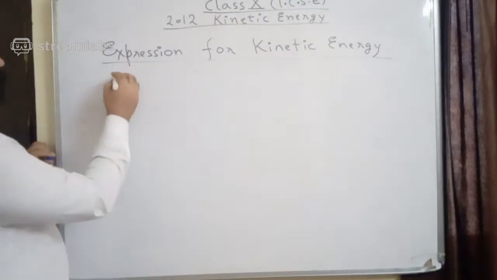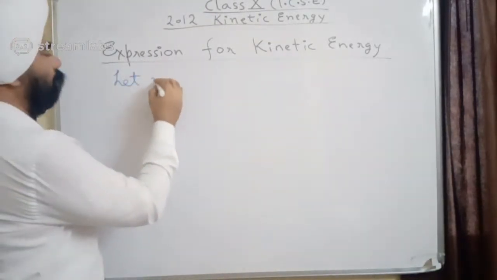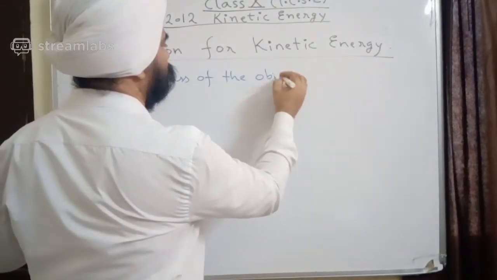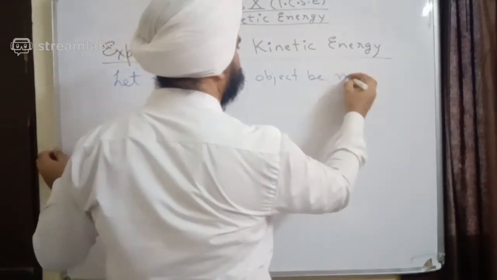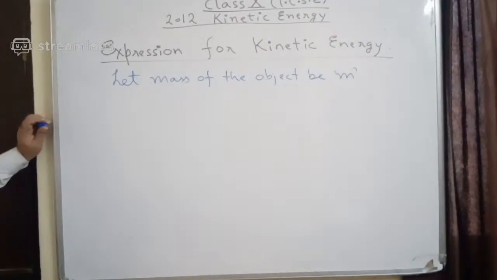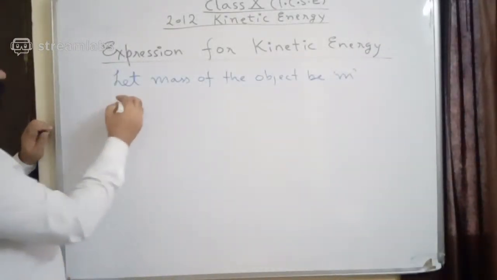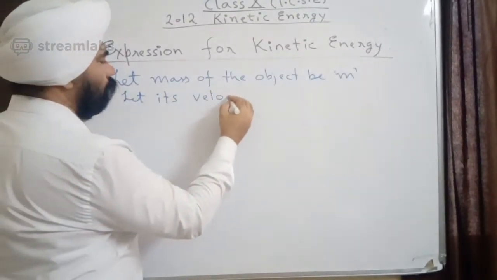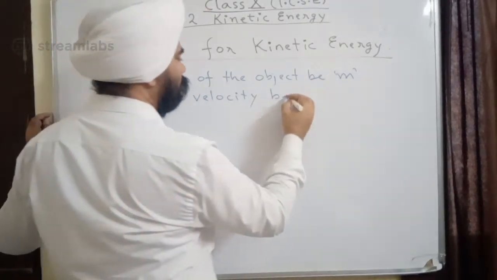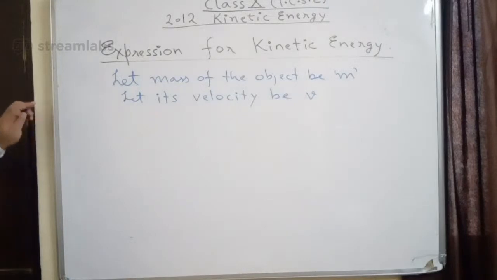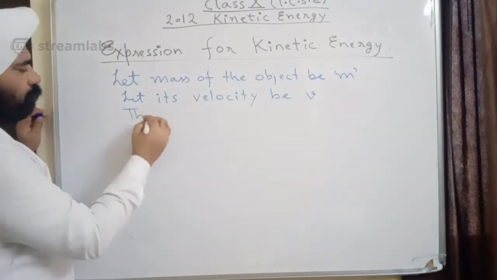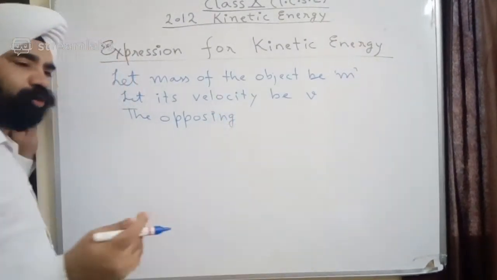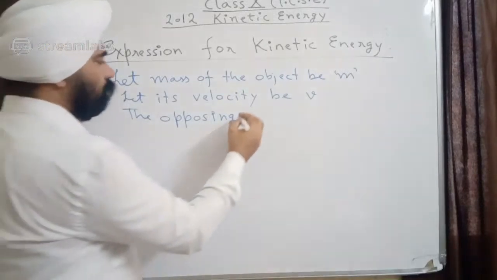Now how much work he does? Let the mass of the object or the ball be m, and its velocity be v. The opposing force is being applied by the person who stops the object, or the wicket keeper in this case.